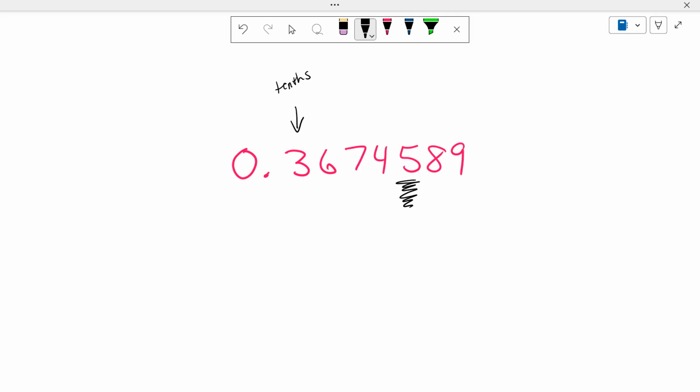Not quite. You're one too much, because that's what the eight would be. So you got to go in between there. So tenths, hundredths, thousandths, ten thousandths. And what do you got, Mr. Eggsdale? Hundred thousandths. That is correct. This is the hundred thousandths place.